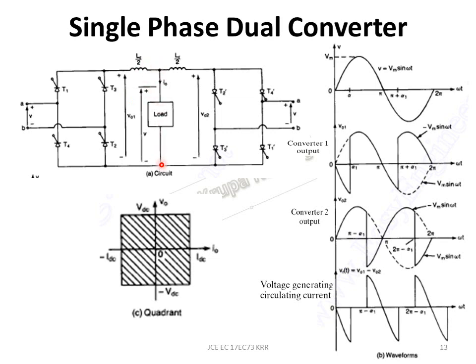The load will be using only the DC current that will be flowing through this. Either it is in this direction if it is carried by this converter, or it will be in this direction if the load current is carried by this particular converter. Since we are using two converters, we call it dual converters, and dual converters are also called 4-quadrant operation devices. Okay, and it converts basically again AC to DC only.